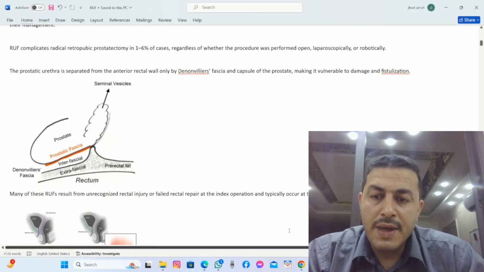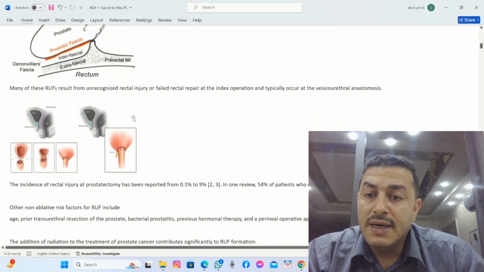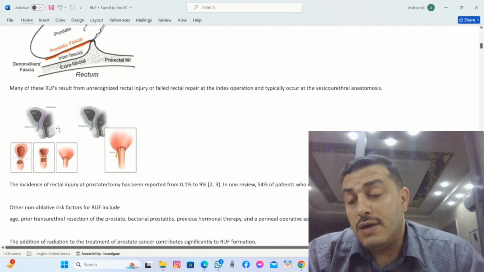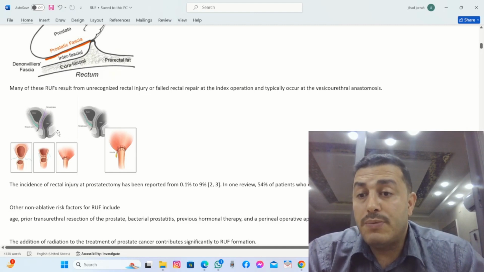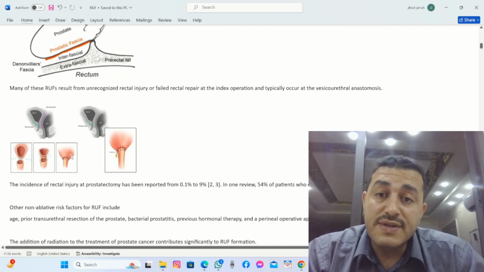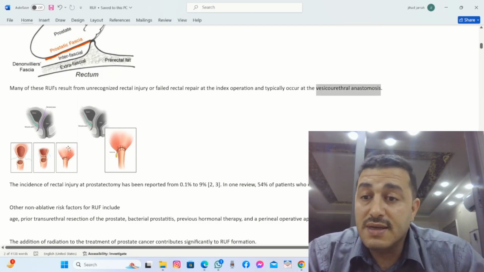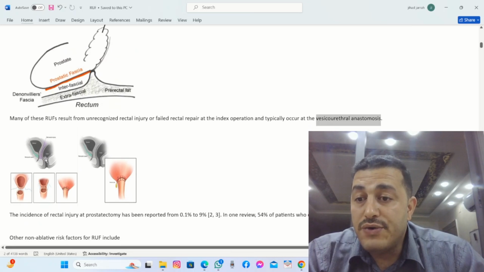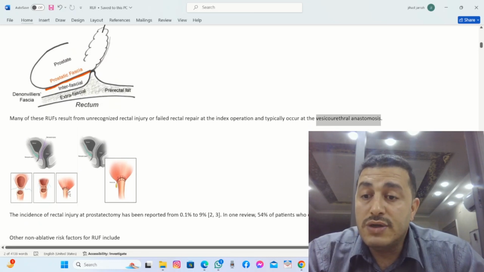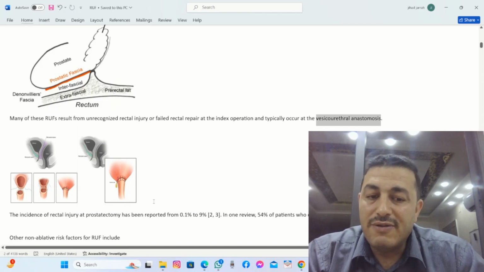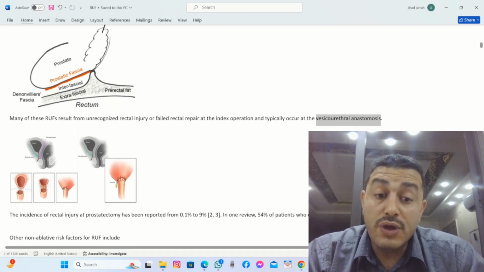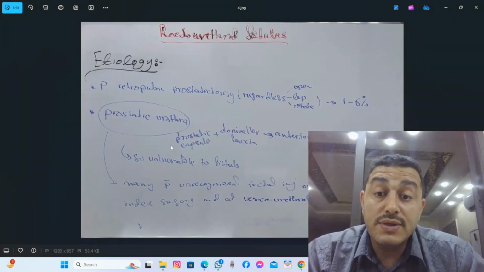I'm not an expert in urological surgeries, but in prostate cancer they used to remove the prostate with the prostatic urethra, so they have the retrovesical anastomosis or vesicourethral anastomosis. They connect the urethra distal to the prostate to the urinary bladder, and you can see how near the rectum is and how it can be injured. Here is the most likely site for fistula, near the vesicourethral anastomosis after prostatectomy.